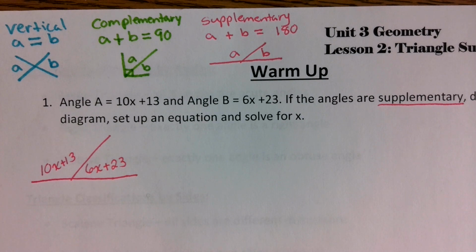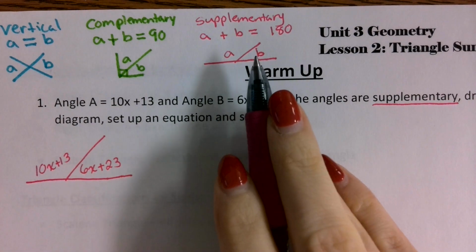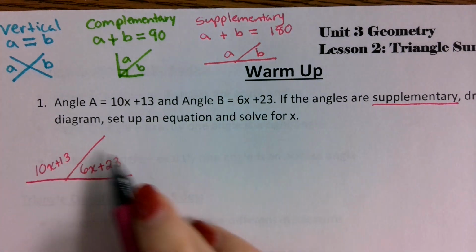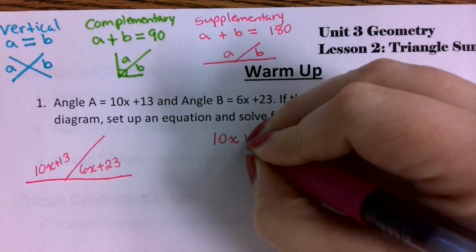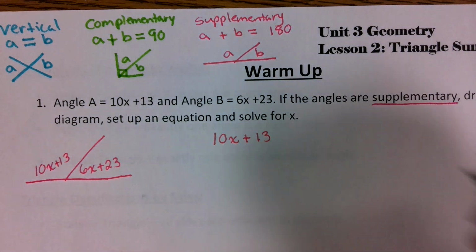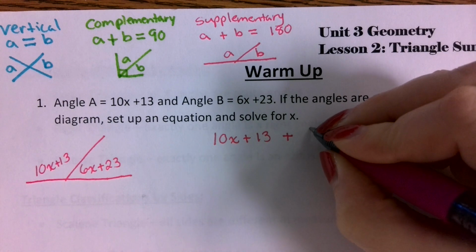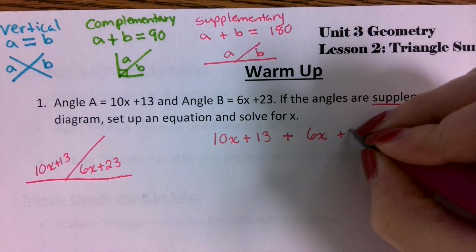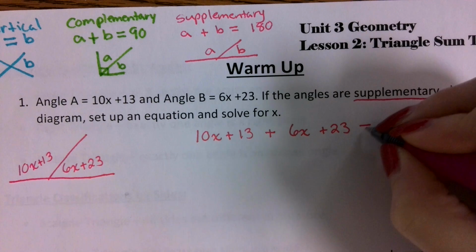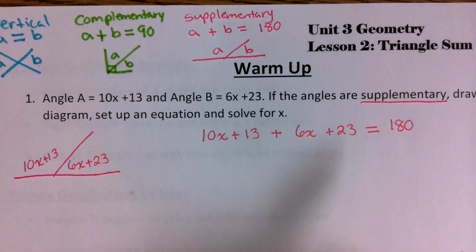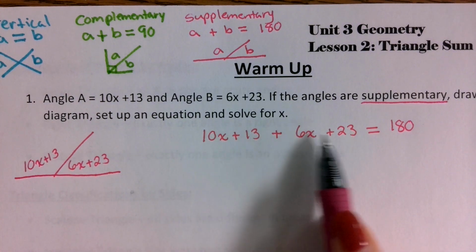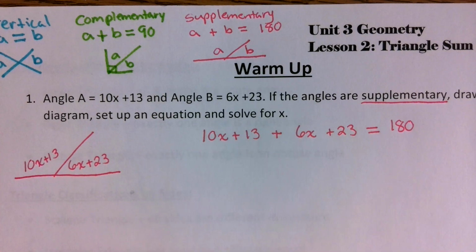I know that in order to work it out, I have to add the angles together. So I'm going to take 10x plus 13 and add it with 6x plus 23, and set that whole thing equal to 180 degrees because, again, they are supplementary. You take both angles, add them together, and it should equal 180. From here, we have to start combining our like terms first.